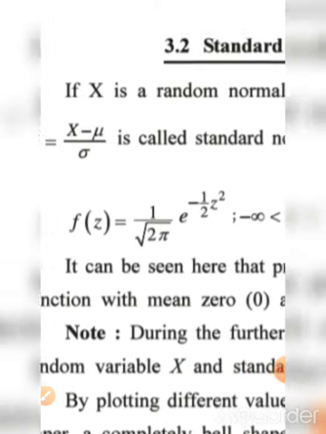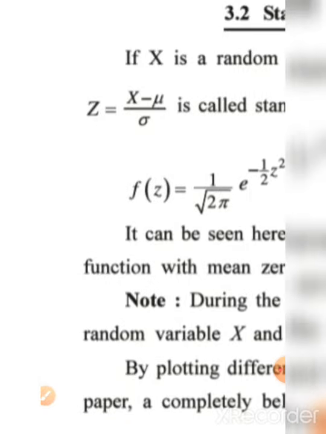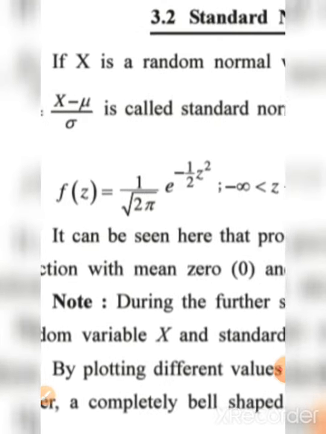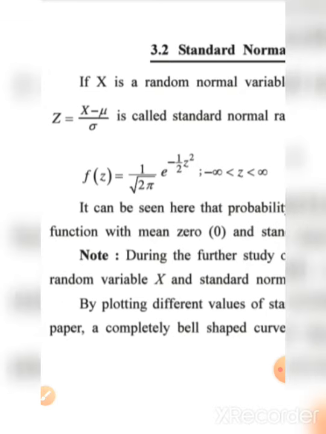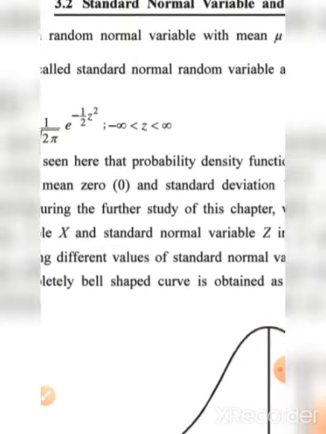Now what is f(z)? We saw the probability density function with variable x. f(z) is the probability density function with variable z, where you have converted x into z. So f(z) is actually the same formula, where instead of x minus mu upon sigma, z has been put. So f(z) is equal to 1 upon under root 2 pi into e raised to minus half z square, where again z will lie between minus infinity and plus infinity.